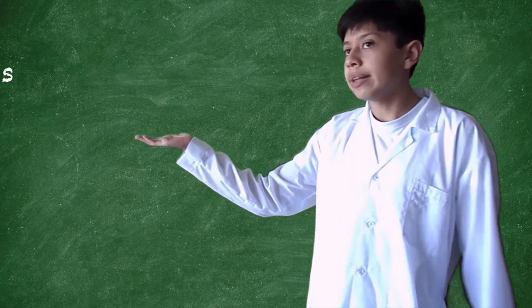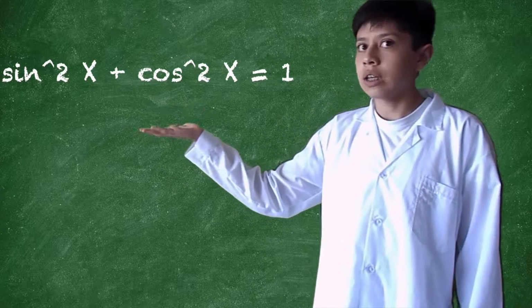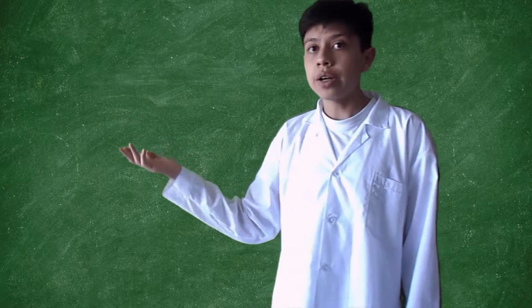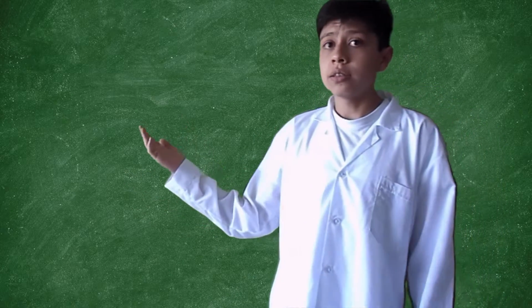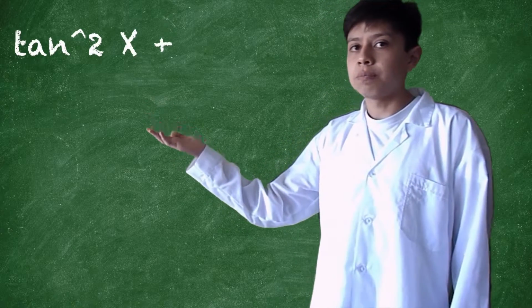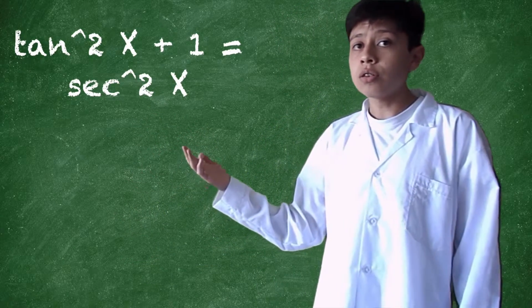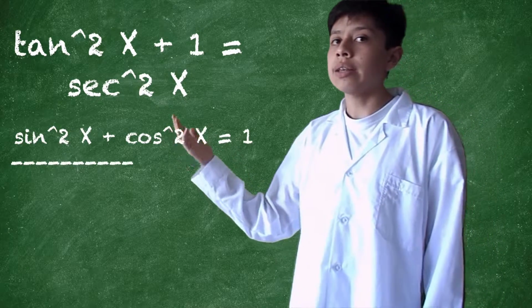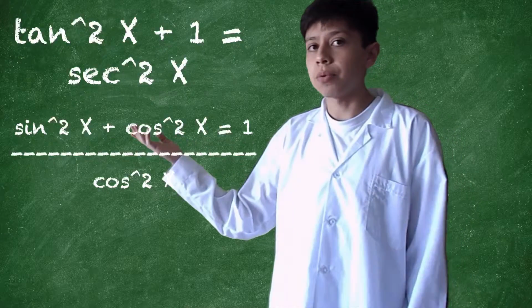The main Pythagorean identity is sine square x plus cosine square x equals 1. With this you can get the other two Pythagorean identities. The first one is tangent square x plus 1 equals secant square x. It is the result of dividing the main Pythagorean identity by cosine square x. The process of this is very simple.